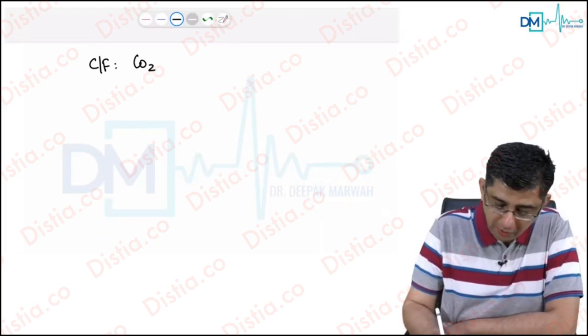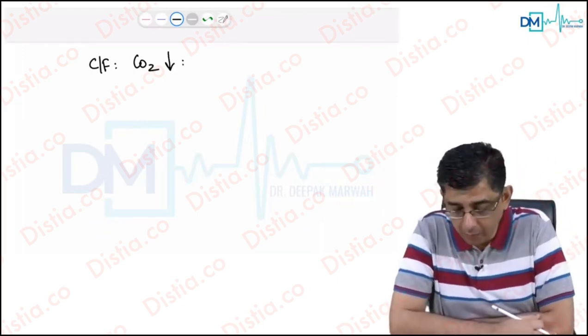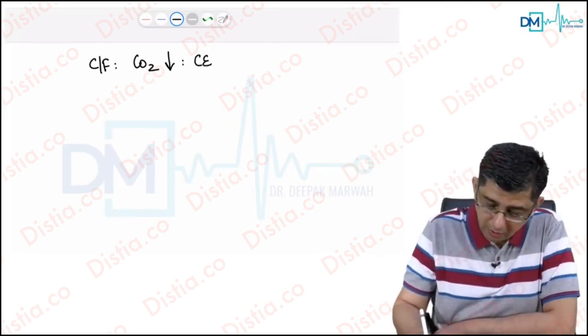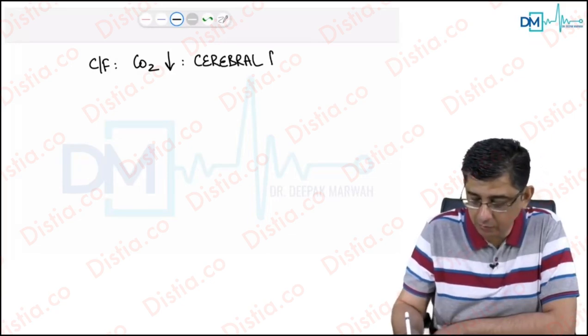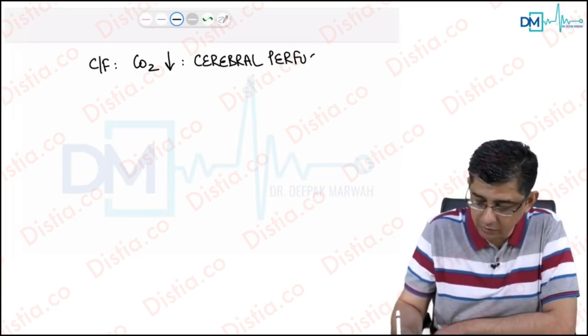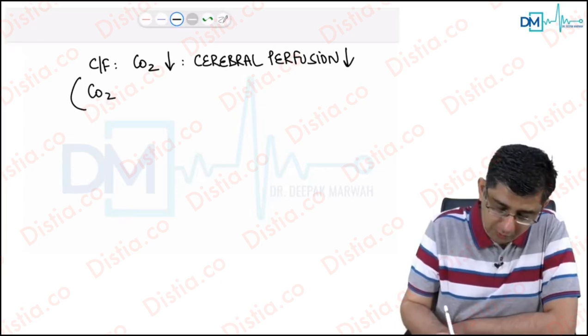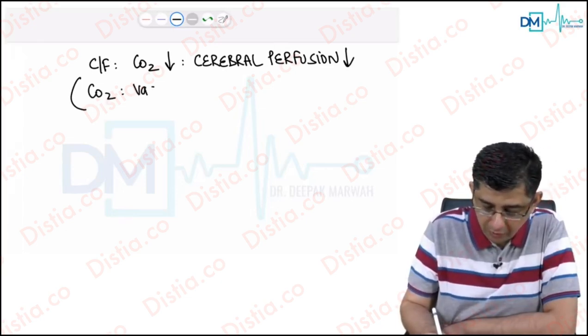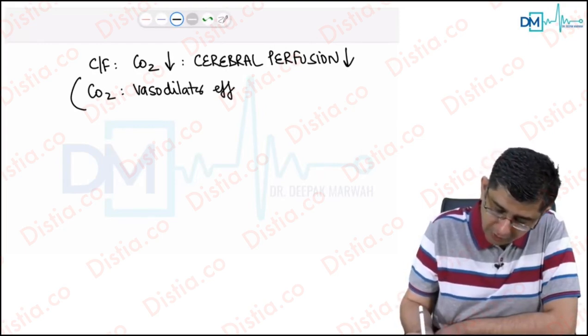As I said, carbon dioxide has a vasodilator effect on the brain blood vessels. If carbon dioxide becomes lesser, the vasodilator effect of carbon dioxide will go away and the cerebral blood vessels will now be constricted, so cerebral perfusion will be reduced. Just for the sake of completion, I would like to write this, though I've said it 2-3 times: carbon dioxide has a vasodilator effect on cerebral vessels.